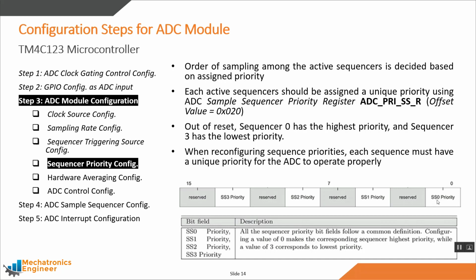So in this register, as you can see, these bit fields show the priorities for the different sample sequencers. By default, all the sequencer priority bit fields follow a common definition. Configuring a value of 0 makes the corresponding sequencer highest priority, while a value of 3 corresponds to the lowest priority. Like if we want to make sample sequencer 3 the highest priority, then we need to assign a value 0 to this bit field.